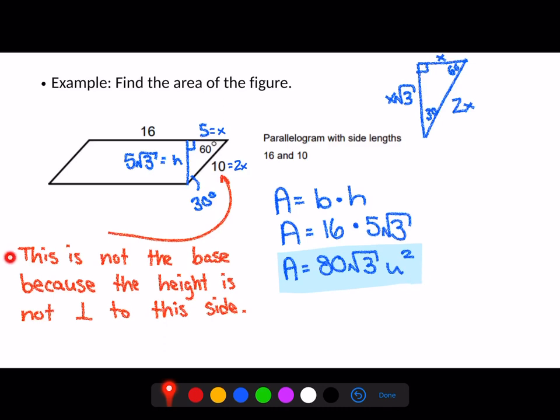Again, this important note is key for understanding which side is your height and which side is your base. It all depends on perpendicular angles. So if you don't have perpendicular angles, they won't be base and height. One of them may still be your base, but that doesn't mean that the other number is your height.